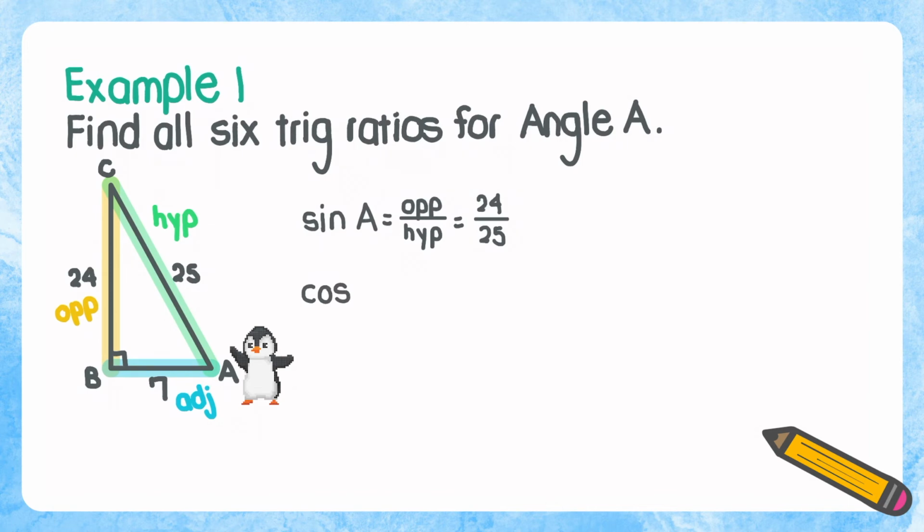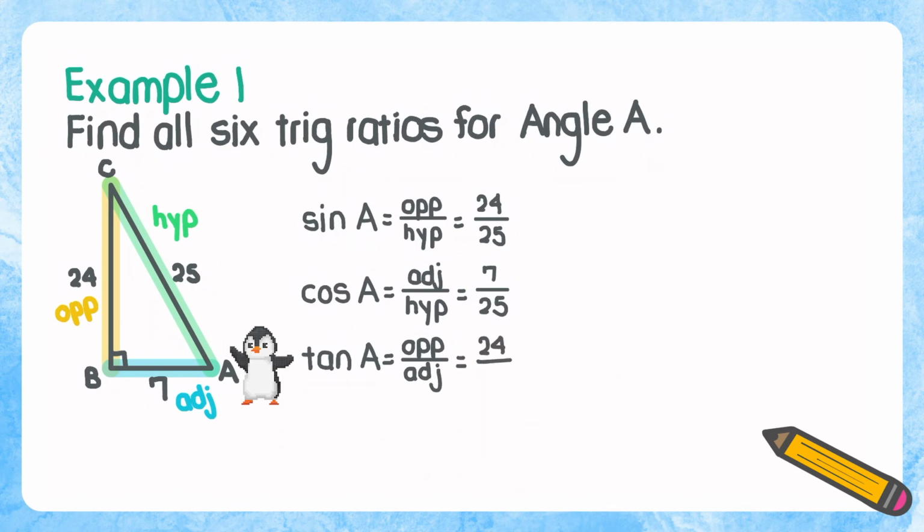And then the cosine of A is the adjacent side over the hypotenuse, which is 7 over 25. And then we also have the tangent of A. So these are similar to the examples we looked at last time. So the tangent of A is the opposite side over the adjacent side. That's going to be 24 over 7.